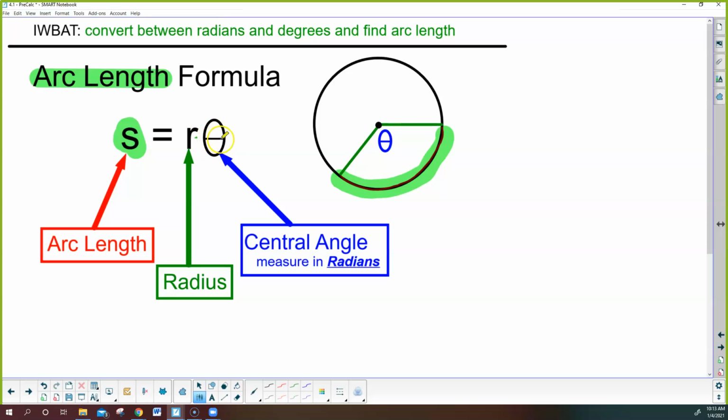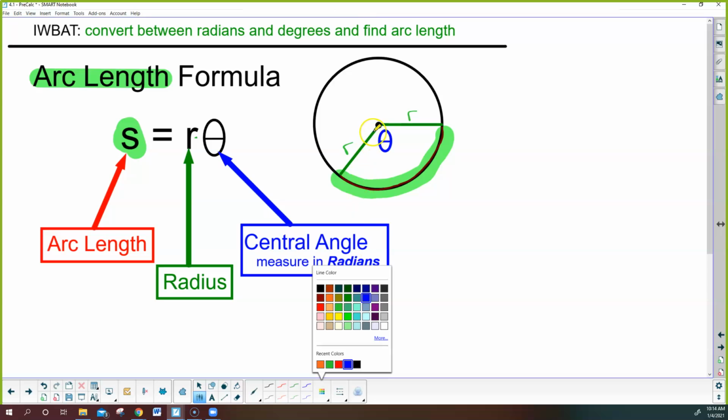Now remember, theta is a Greek letter. It doesn't technically need to be theta. It could be alpha, beta, gamma, anything like that. It just stands for an angle measure. But r is the radius, and the radius is the distance from the center to the rim or the edge of the circle. So it doesn't matter where they write it, but as long as you know the radius and you know the angle measure between them.